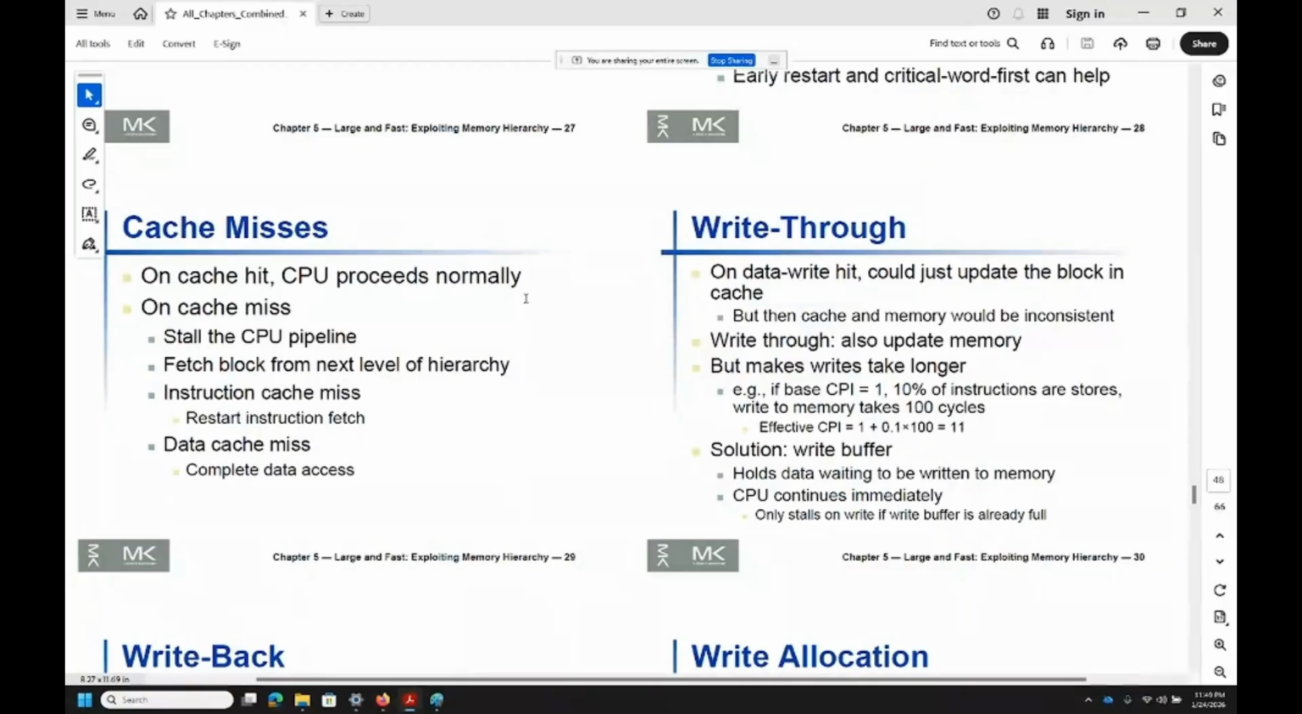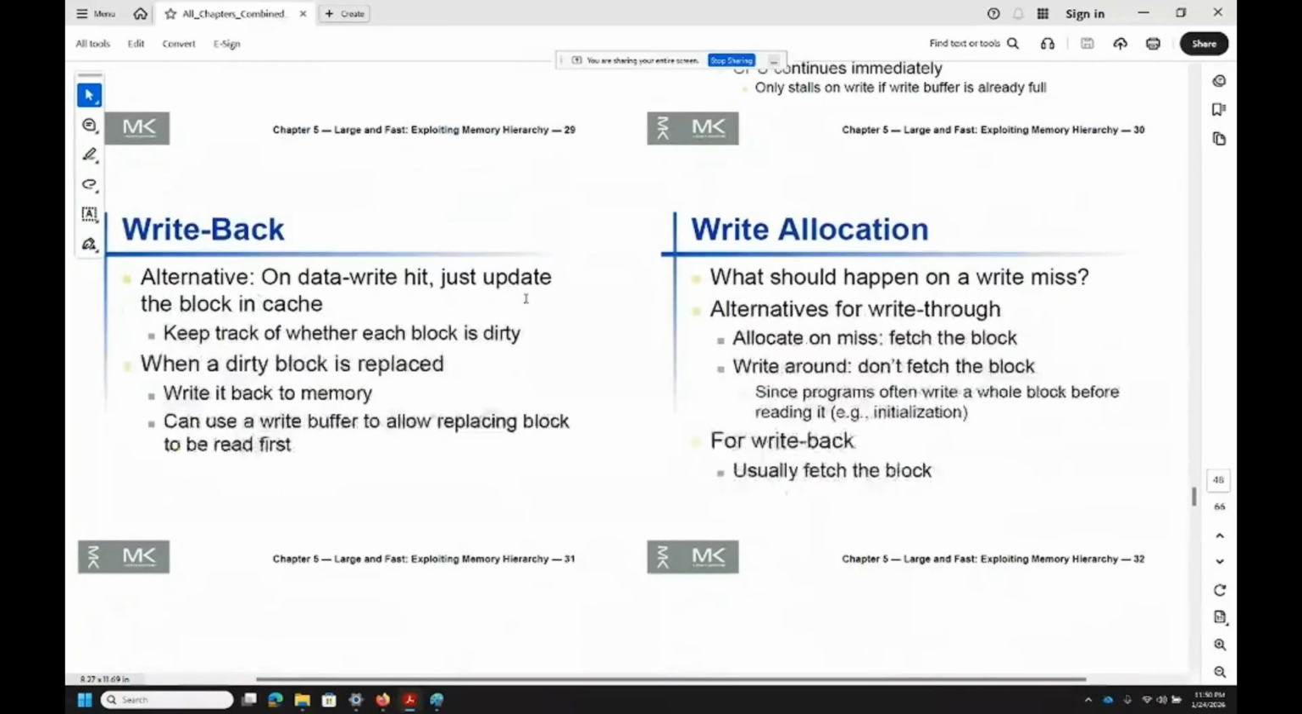So one is you create a buffer, and some hardware does use buffers like this where you hold data waiting to be written to memory. But again, if this buffer overflows, you're in deep trouble. So the other option is that you write on demand only, when write back.